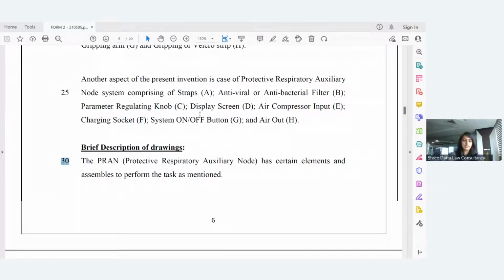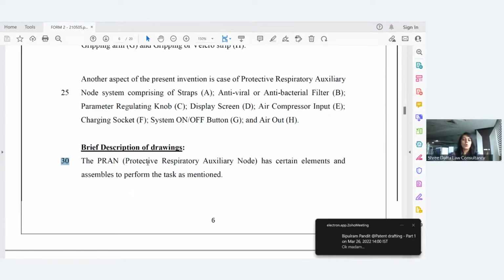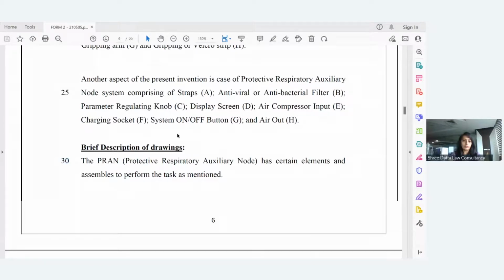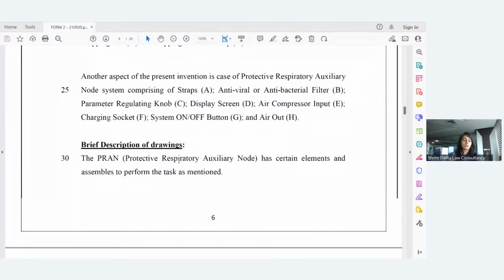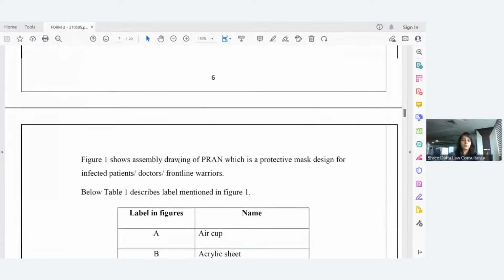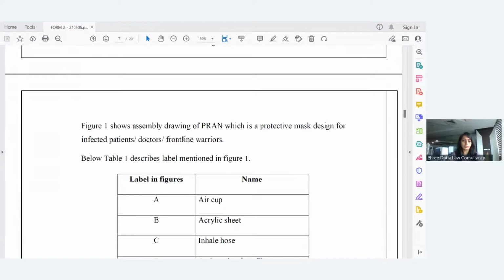So now this is an engineering related drafting. Here the drawings are there. In this, a section will be added after the summary of the invention, the brief description of the drawings. So in the brief description of the drawings, we have written down here that figure 1 shows.